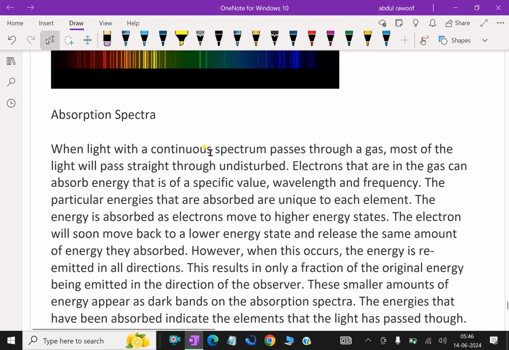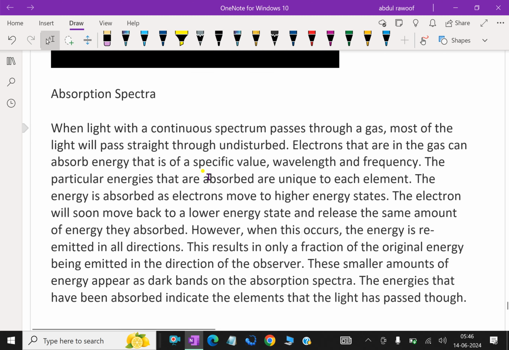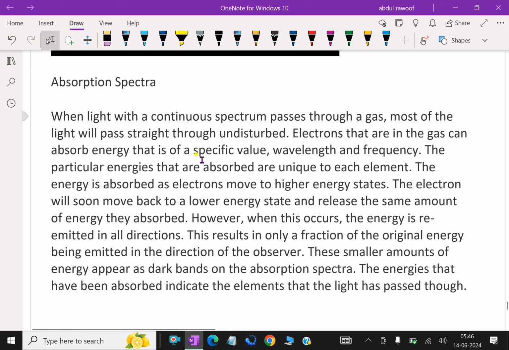Next, what are absorption spectra? When light with a continuous spectrum passes through a gas, most of the light passes straight through undisturbed, so a continuous spectrum is produced. Electrons in the gas can absorb energy of a specific value, that is, a specific wavelength and frequency.